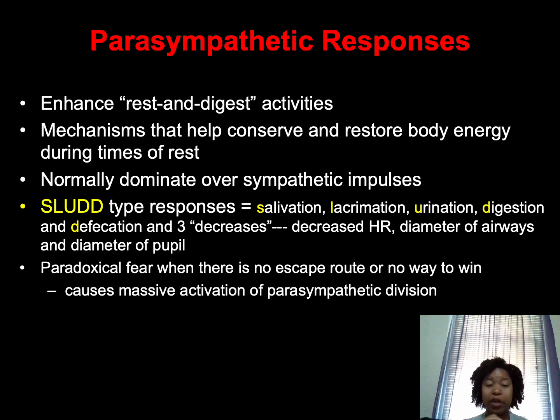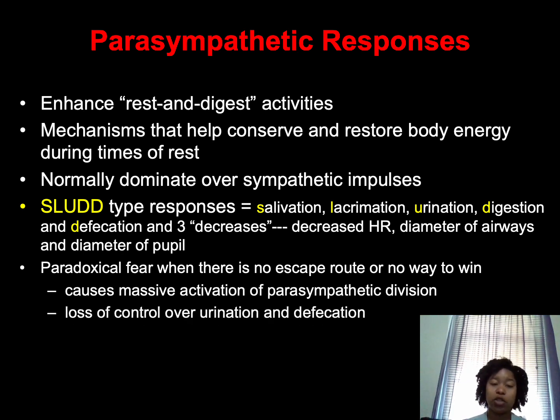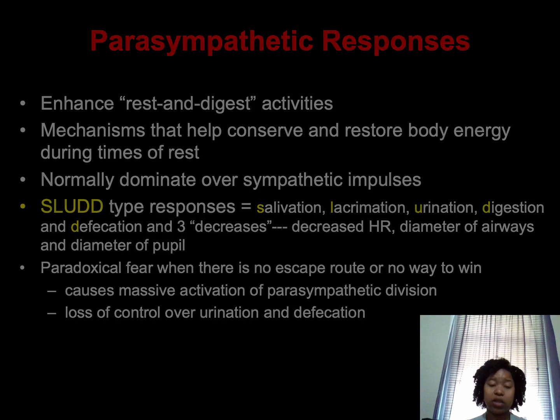And so that paradoxical fear again is a massive activation of the parasympathetic division. So you lose control over those senses where you normally have a little bit of hold on, like your urination and defecation response.